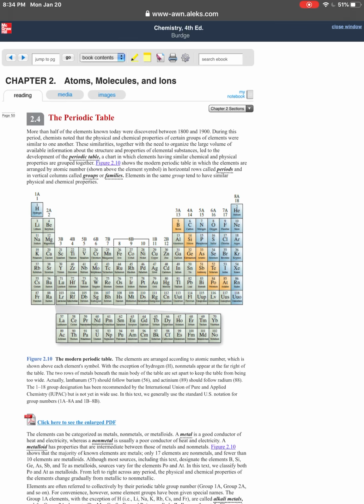Anything above 92 is just so unstable you don't really find it in nature, but it can be made in laboratories. So 93, 94, 95, 96, so forth, all the way up to 118. Now, I'm not going to go over the details of this right here, but I'm going to make a few points.